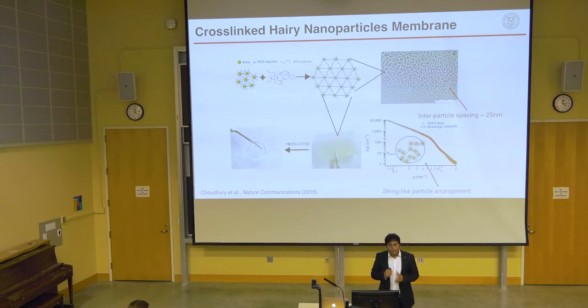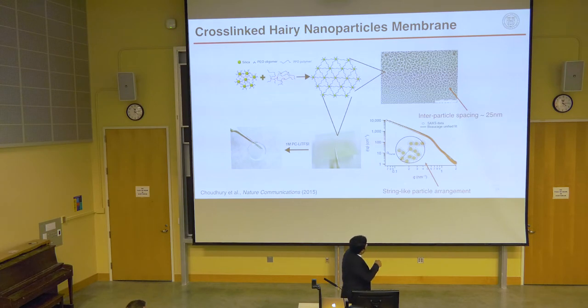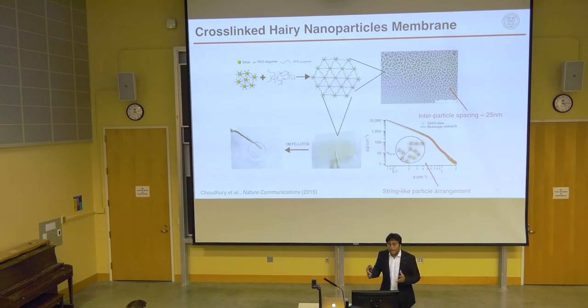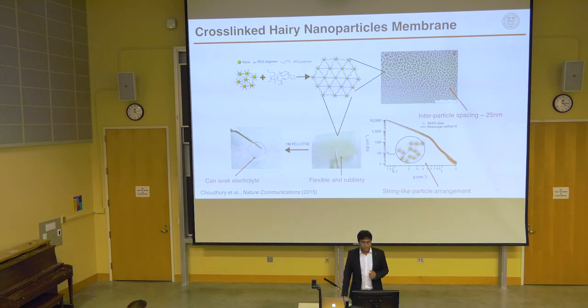We performed small-angle X-ray scattering on this membrane, and here I'm showing you the scattered intensity as a function of the wave vector. We have fitted the experimental data with a unified Beaucage model, which shows that the particles are arranged in a string-like fashion. At the same time, this membrane is flexible, and it can soak enough electrolyte to serve as a composite electrolyte in a battery to be operated at room temperature.